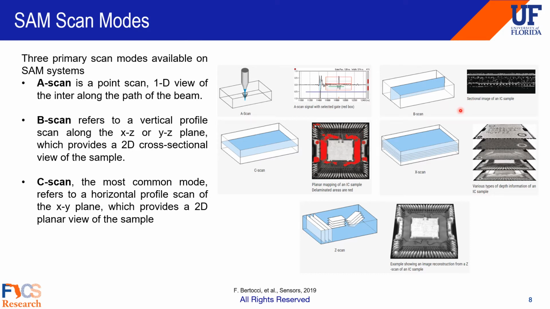Here we have B scan. B scan is a depth-resolved cross-section image of the specimen. We have C scan. C scan is a surface scan for the X-Y plane. A gate can be set to extract the precise depth of interest. Depending on the machines or the manufacturer, you might have X scan or Z scan. X scan is the stacked image of multiple C scans, and Z scan is a user-defined scan. You don't have to follow the X, Y, Z axis.